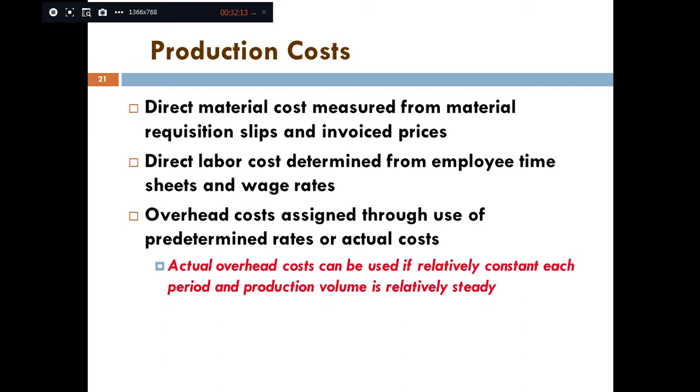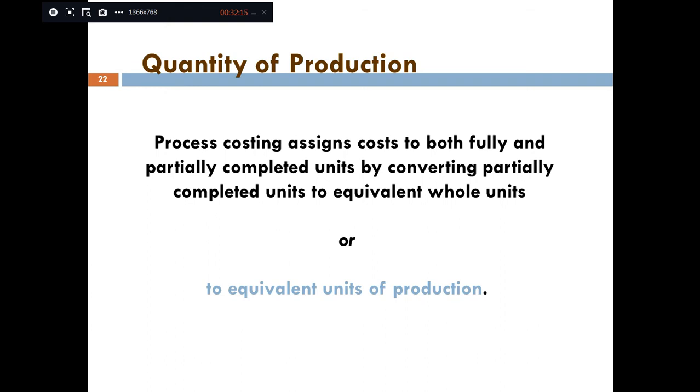Quantity of production is about... Is the process costing limited? Process costing assigns cost to both fully and partially complete units by converting partially complete units to equivalent whole units.